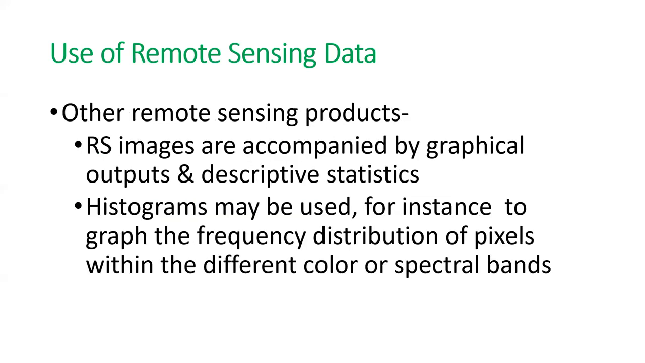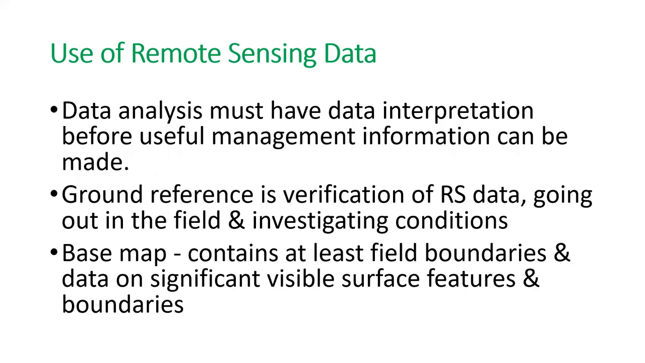Remote sensing images are accompanied by graphical outputs and descriptive statistics. You can produce a histogram, for instance, to graph the frequency distribution of pixels within different color and spectral bands. Data analysis must include data interpretation, because before you get useful management information, this is quite important. You need to do very good data analysis. We have different techniques for this, and using geographic information systems, we can do a very good job.